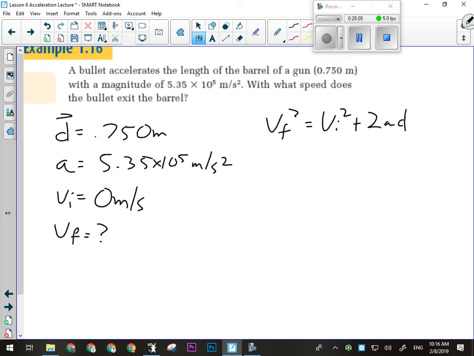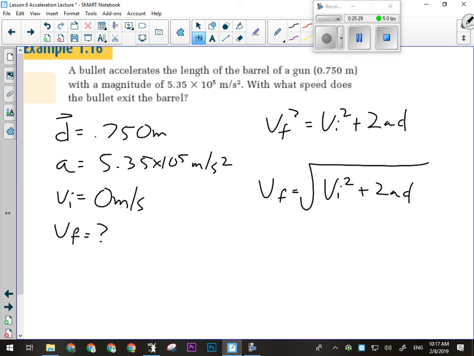We have to square root it. So VF, which is what we're looking for, will be the square root of VI squared plus 2AD. A lot of people will make this mistake. They'll go, oh, I got a square root, I don't have to square this anymore. Yes, you do. You do still have to square that, unless you're going to go VI plus the root of 2AD, which is really, don't bother. Just square that, then square root everything after.